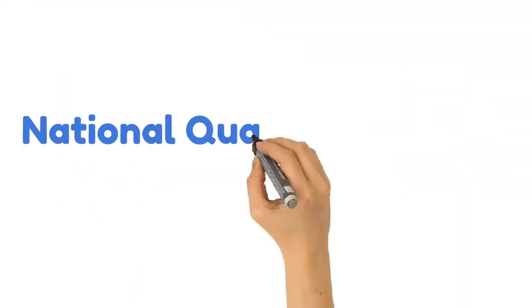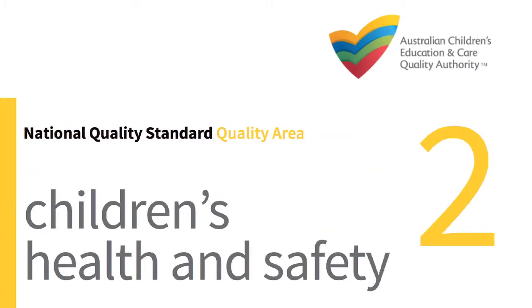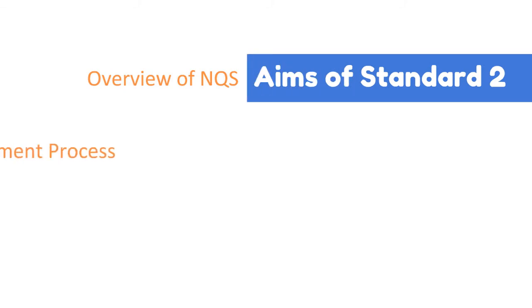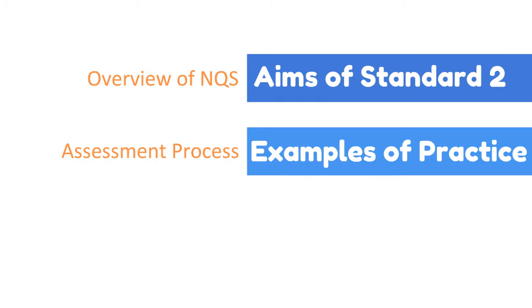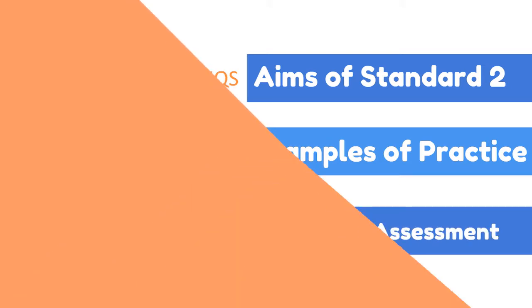During this presentation, we'll be discussing the Australian National Quality Standards and sharing with you our research in regards to one important element of these standards, children's health and safety. We will provide you with an overview of the National Quality Standards, the aims and requirements of Quality Area 2 Children's Health and Safety, some information regarding the assessment process, an exemplar of what this looks like in practice, and address some of the challenges and issues in regards to meeting this standard.